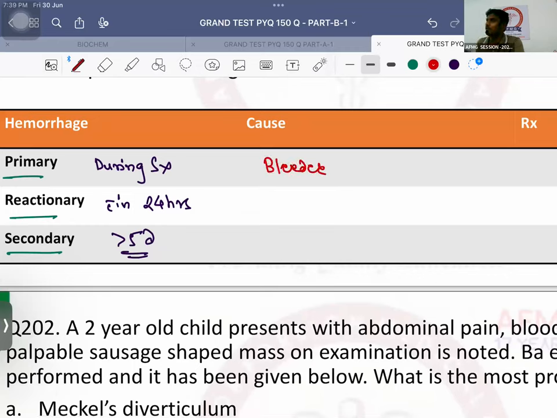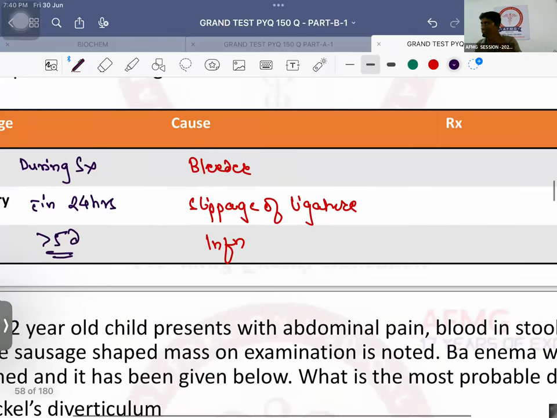Most common cause of primary hemorrhage is a bleeder. That means during surgery you have injured a vessel. Then most common cause of reactionary hemorrhage is a slippage of ligature. A knot that you have tied has slipped. Okay, slippage of ligature. And most common cause of secondary hemorrhage is nothing but an infection of the surgical site.